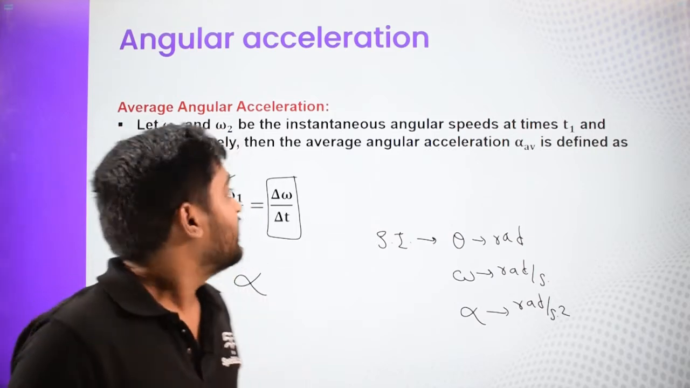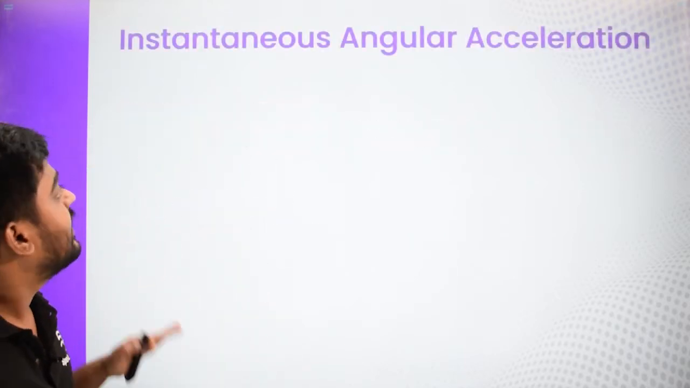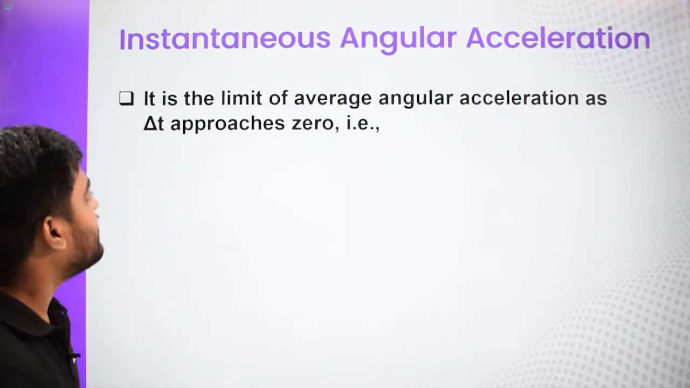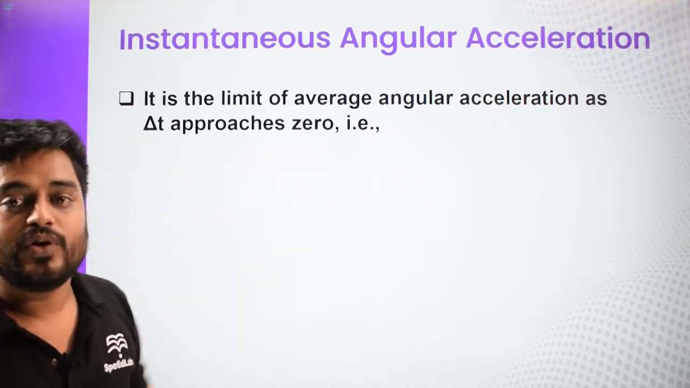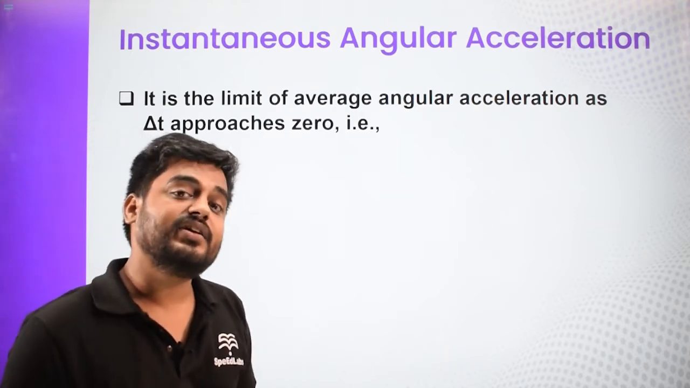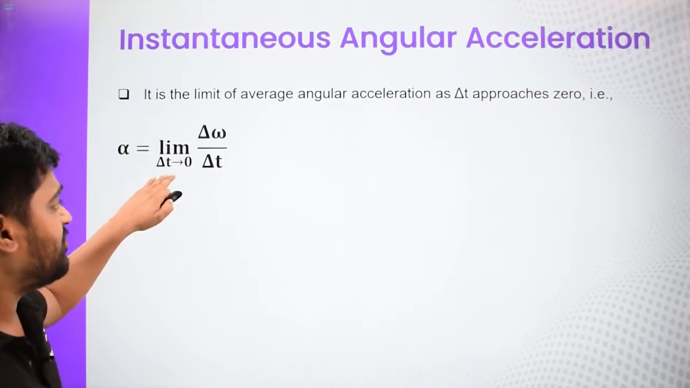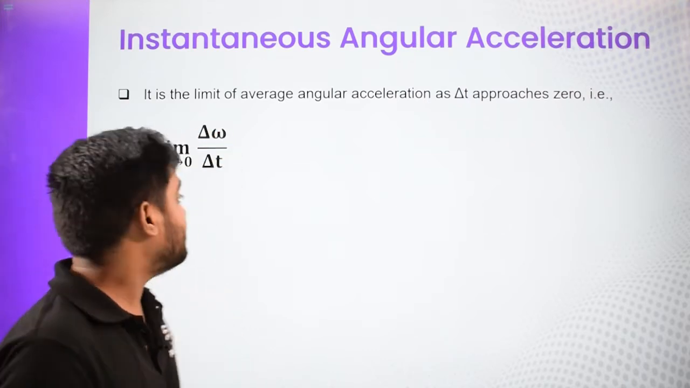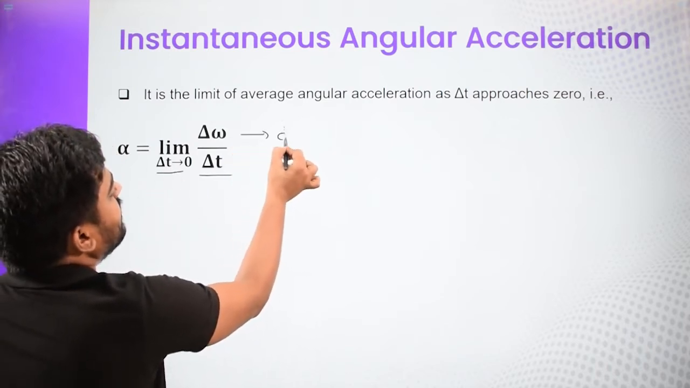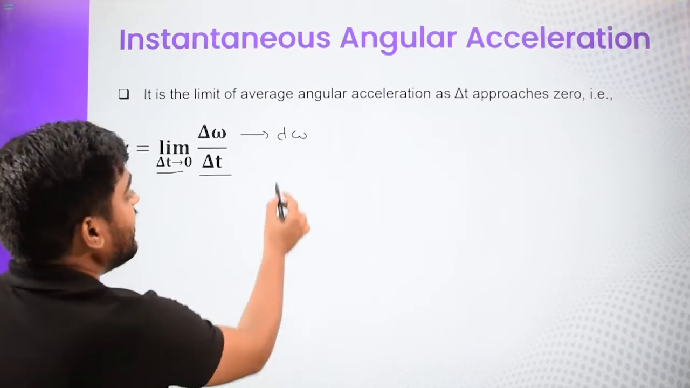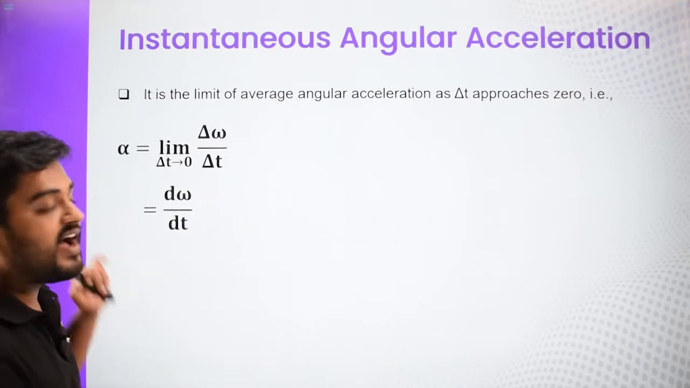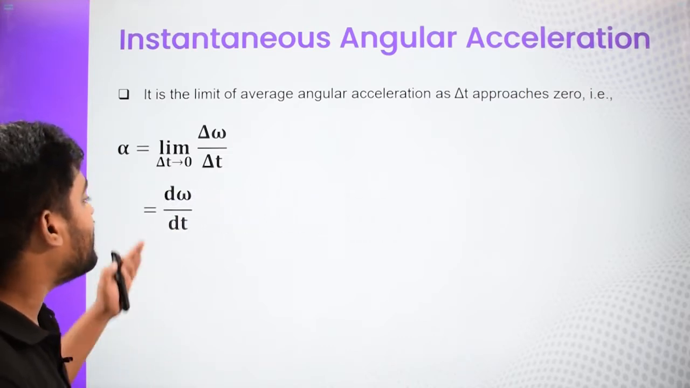And now let us discuss the instantaneous angular acceleration. So what is instantaneous angular acceleration? Again, same thing. We will say as delta t approaches 0 in average angular acceleration, it becomes instantaneous angular acceleration. So we say delta t approaches 0 in delta omega by delta t, that is the average angular acceleration, and time is approaching 0. So this becomes a very small change in angular velocity, and this becomes a very small change in the duration. So the next formula which we get is that alpha, instantaneous angular acceleration, is d omega by dt.